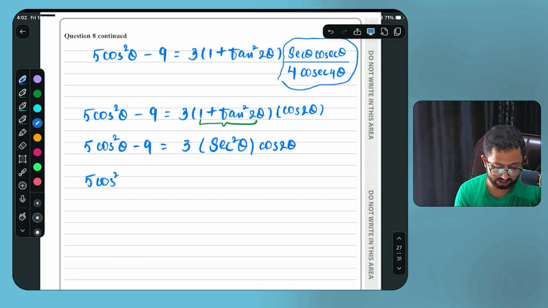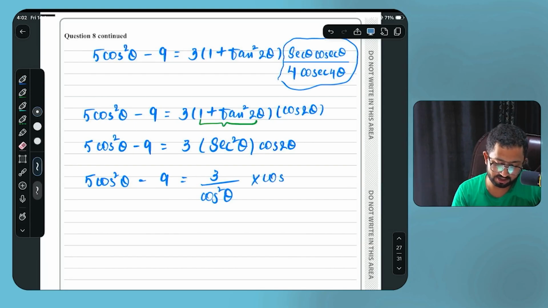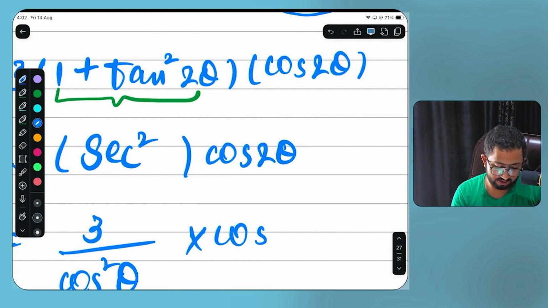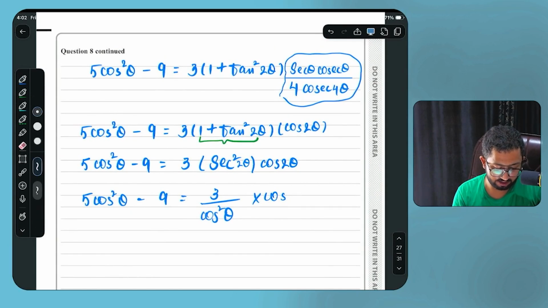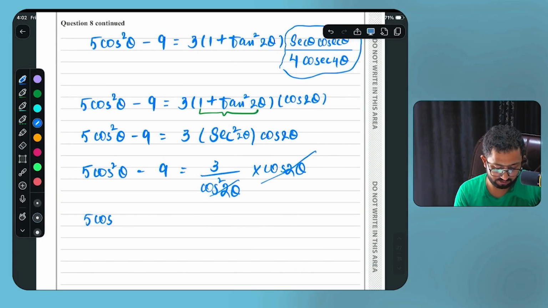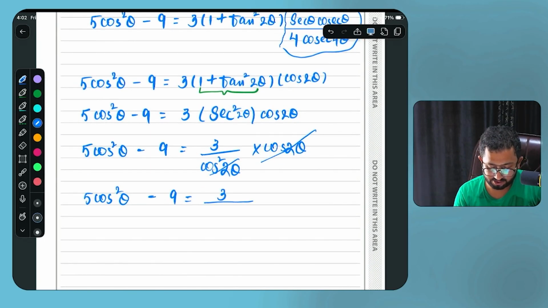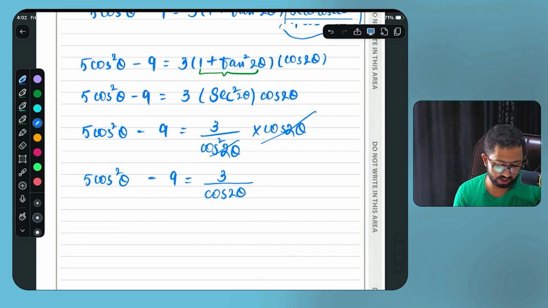So 5 cos square theta minus 9. And we hate secant square theta. So I can write 1 over cos square theta into cos. Sorry, it's my mistake. It is secant square 2 theta. The first one can be cancelled out. Perfect. So the remaining term will be 3 over cos 2 theta.